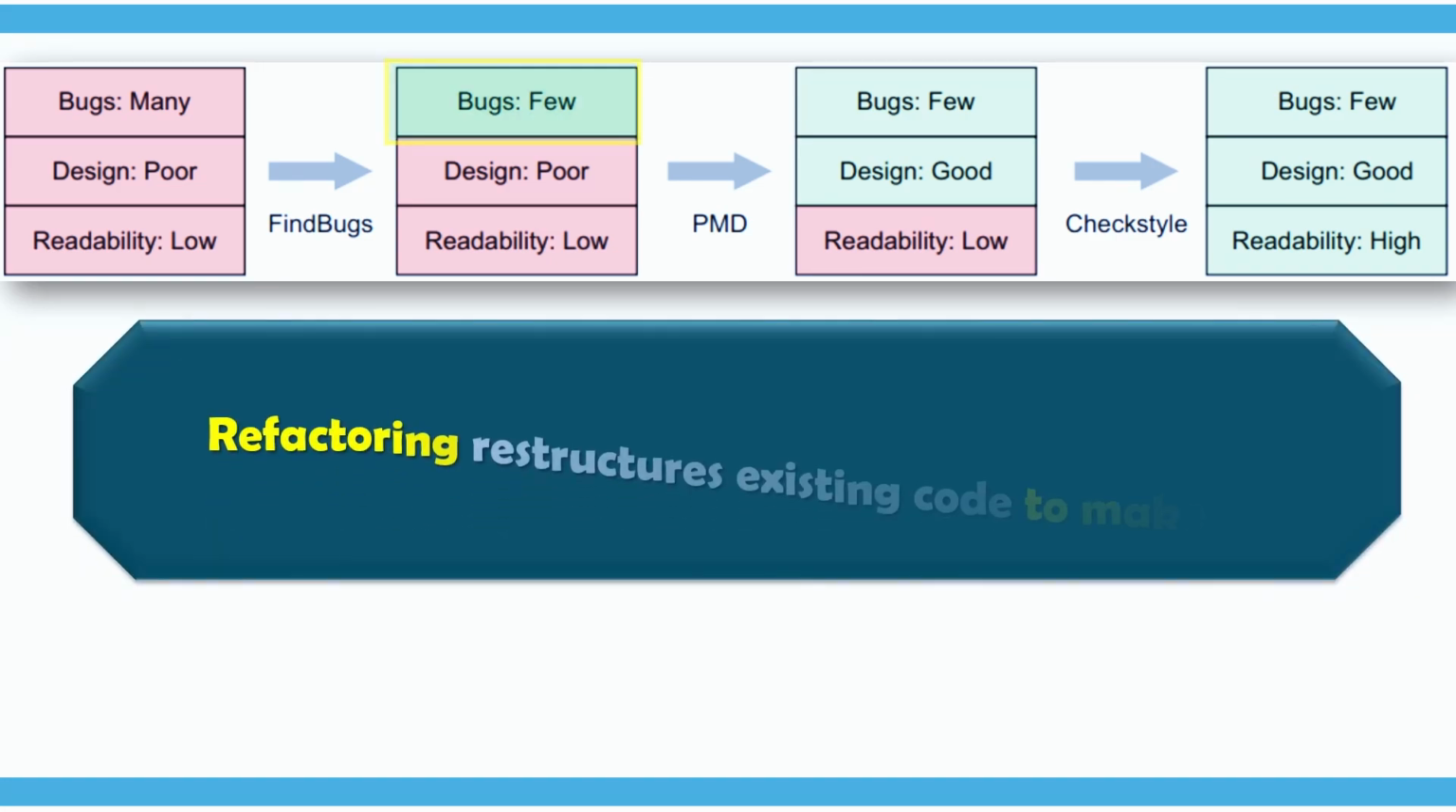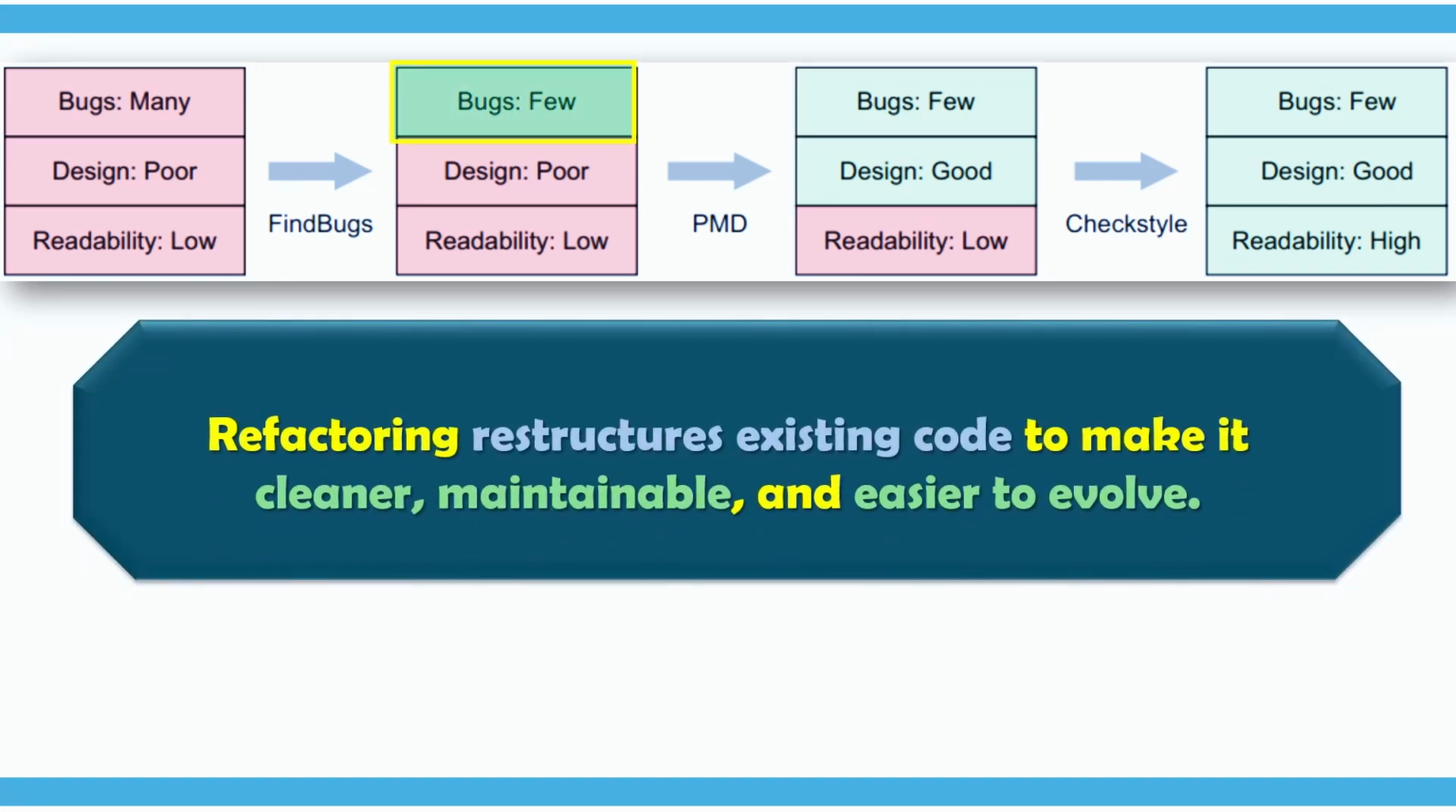Initially, the software contains many bugs, poor design, and low readability. The first tool, SpotBugs, or an older predecessor named FindBugs, focuses mainly on identifying programming defects and potential runtime issues. Next, PMD improves the structural design of the code by detecting bad coding practices and design violations. Finally, Checkstyle enhances the readability and code consistency by enforcing formatting and styling standards. Collectively, these tools contribute to cleaner, more maintainable and evolution-ready software.